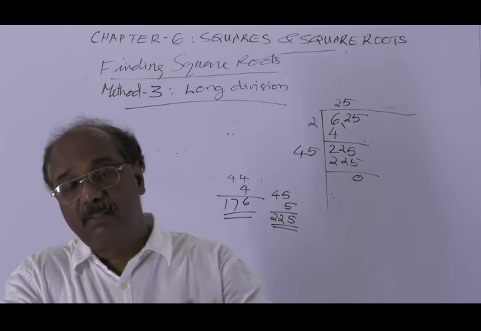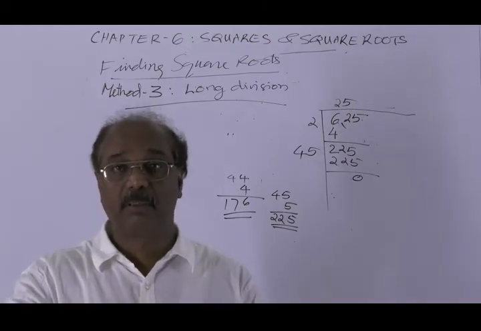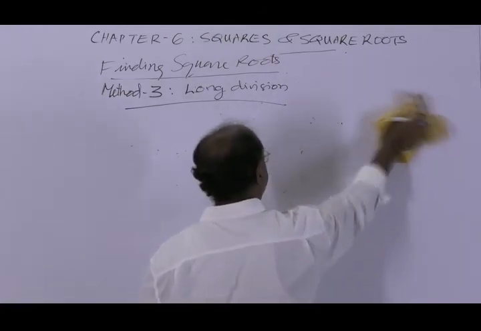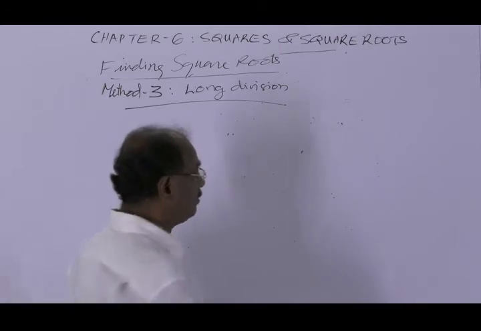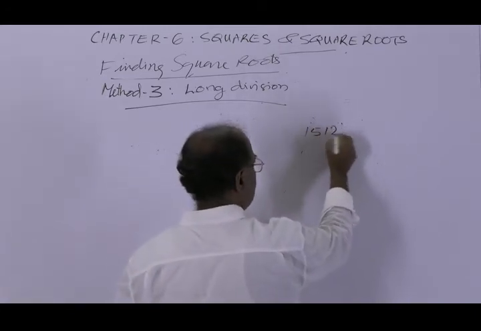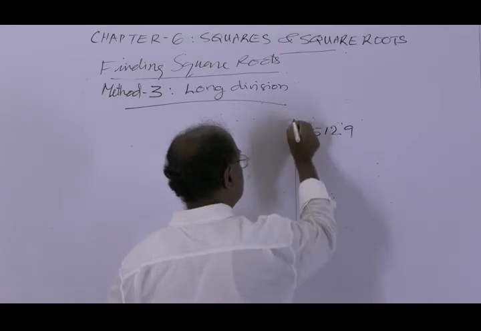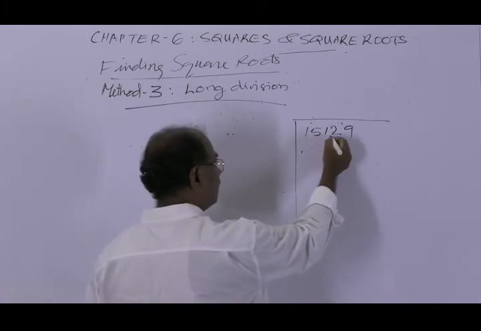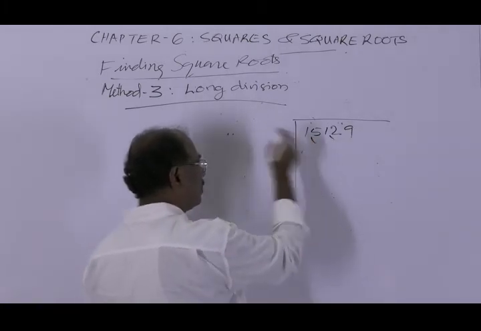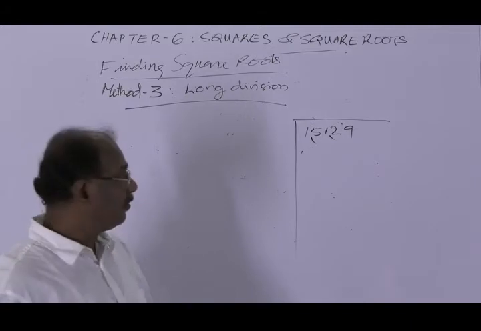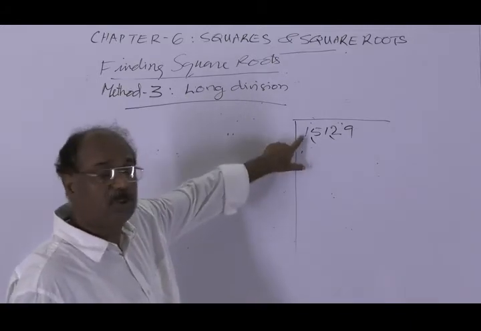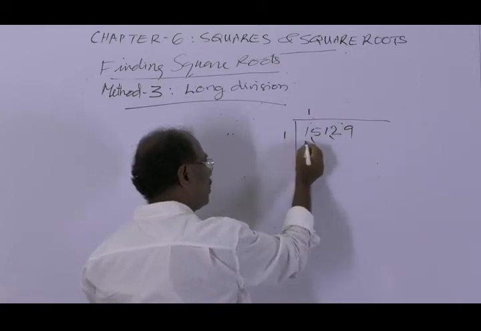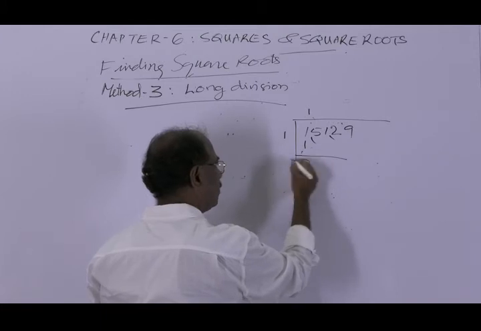So we may explain one more example. Consider another number, say 15129. Pair it from the right: 29, 51, then 1. As before, the highest square less than or equal to 1 is 1. So 1 into 1, 1. Subtracting, we get 0.